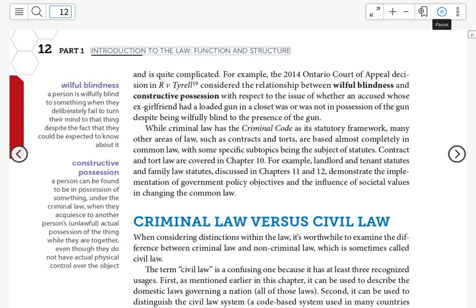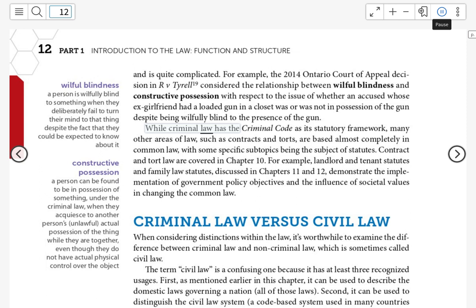Part 1 Introduction to the Law, Function and Structure, and is quite complicated. For example, the 2014 Ontario Court of Appeal decision in R. v. Tyrell considered the relationship between willful blindness and constructive possession with respect to the issue of whether an accused whose ex-girlfriend had a loaded gun in a closet was or was not in possession of the gun despite being willfully blind to the presence of the gun.